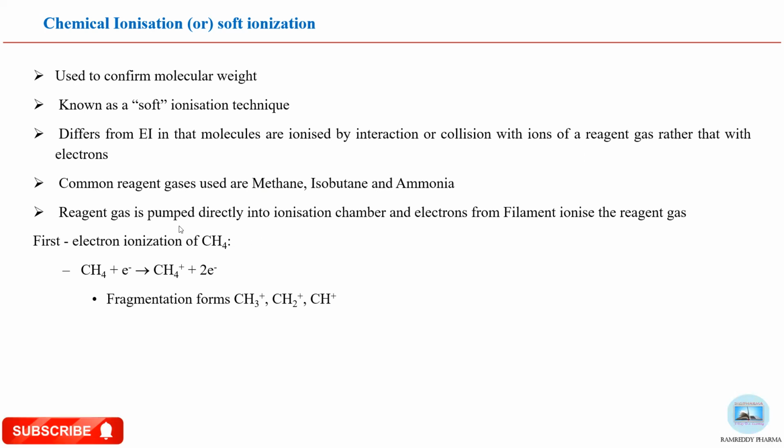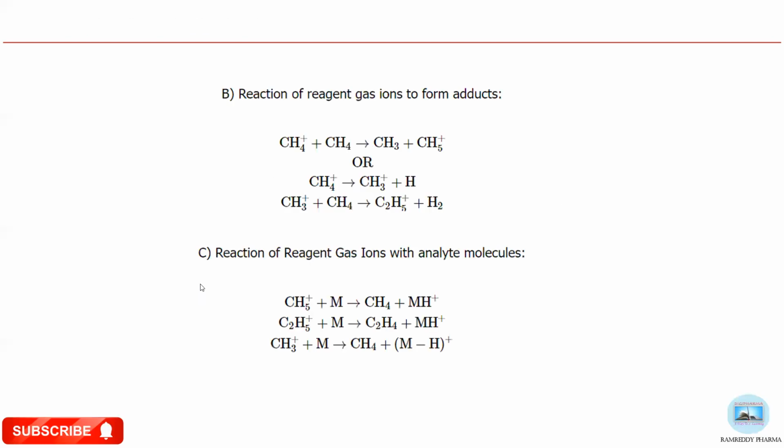First, the reagent gas is pumped directly into the ionization chamber and electrons from the filament ionize the reagent gas. Once you see the reagent gas methane, the high energy electron from the filament interacts with it, and the reagent gas undergoes ionization. Now this is your ionized reagent gas. Then it interacts with your molecule, and at that time the molecular ion is formed.